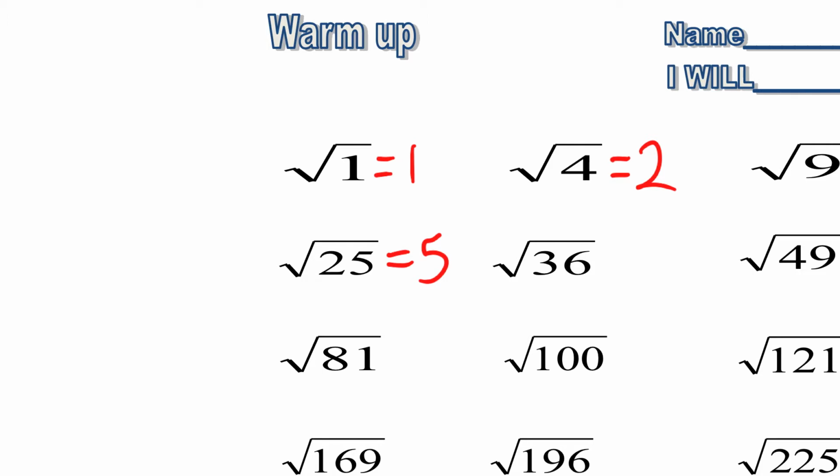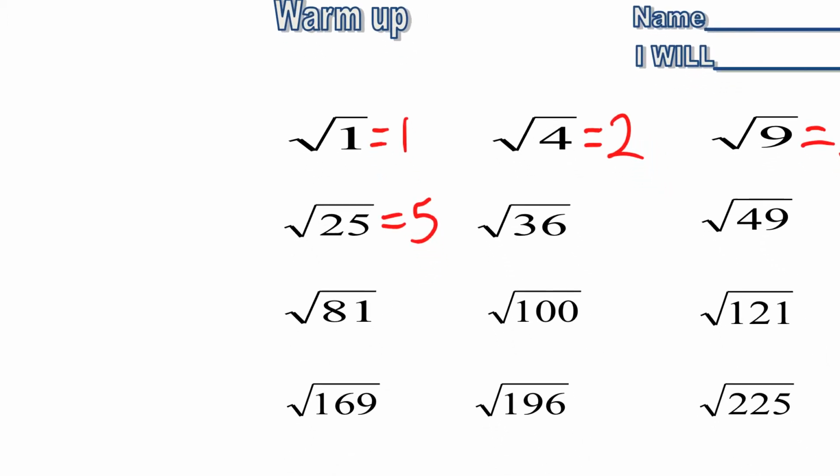Okay, so let me talk about what he said first. That's what a lot of people think. They think it's just half. No, it's not half. Okay, so when you're doing a square root, what you're doing is you're looking for some number times itself to give you that number underneath the square root, or we call it a radical.